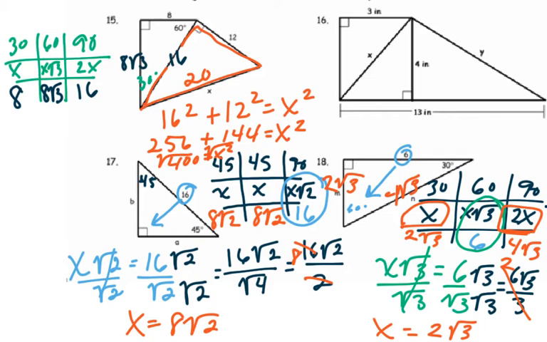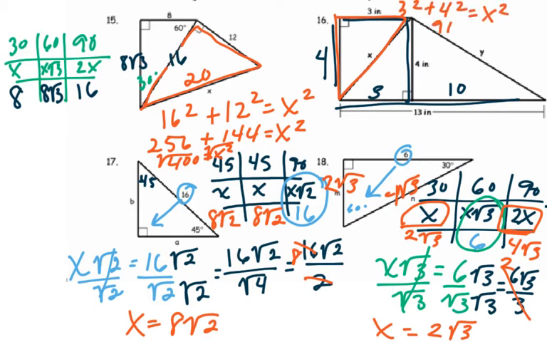Same idea with number 16. On number 16, I fill in what I know. If the whole thing is 13, and this piece is 3, then this right here is 10. 10 plus 3 makes 13. If this side is 4, then this side here is also 4. So I can use Pythagorean theorem to solve for x. 3 squared plus 4 squared equals x squared. I would get the number 5. Square root of 25 is 5.